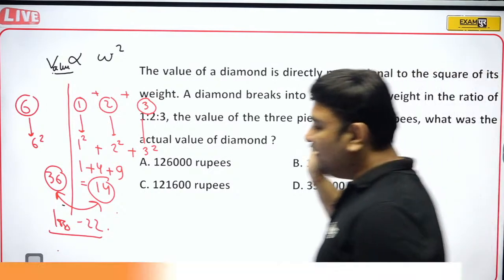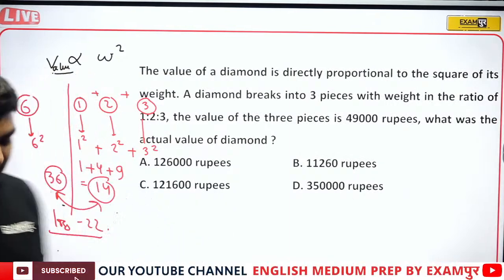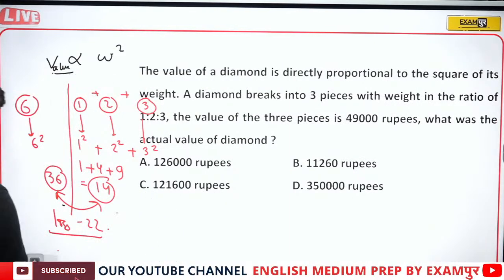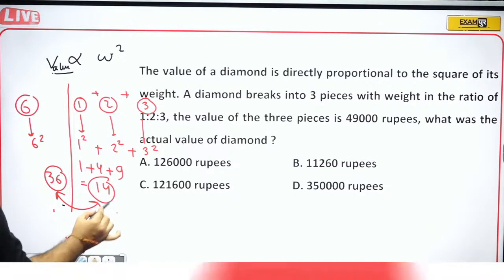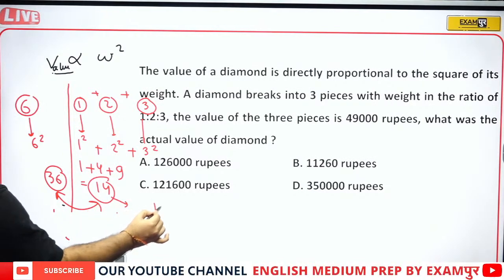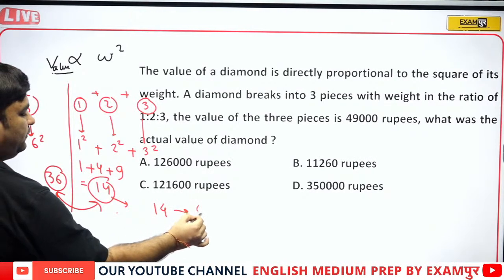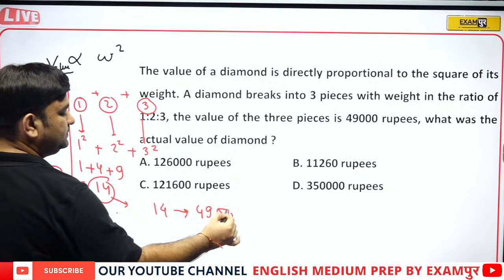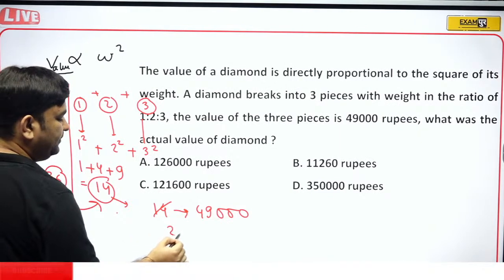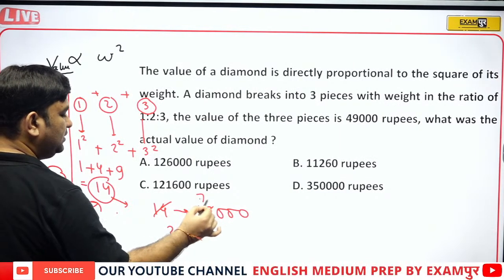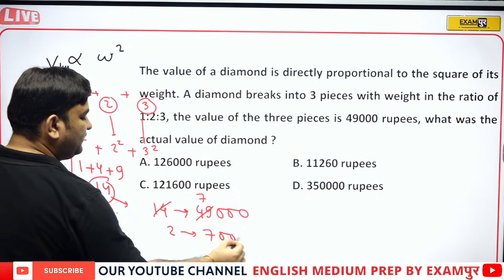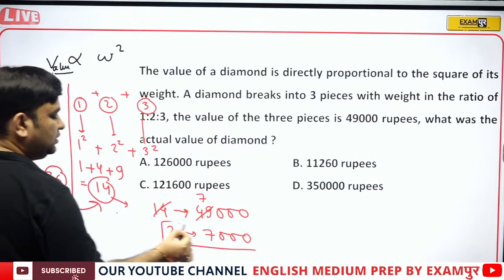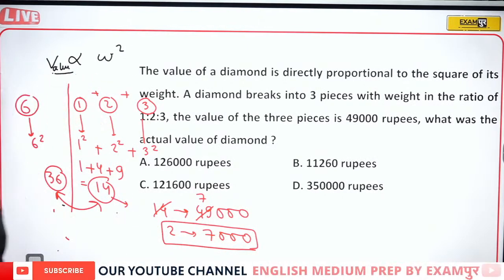Acha, the final price is given, guys. It is not a question where the loss is given. It is about the final price being given. So the final price is 14, and 14 is given as 49,000. 7 2s are 14, 7 7s are 49. So 2 is equal to 7,000.